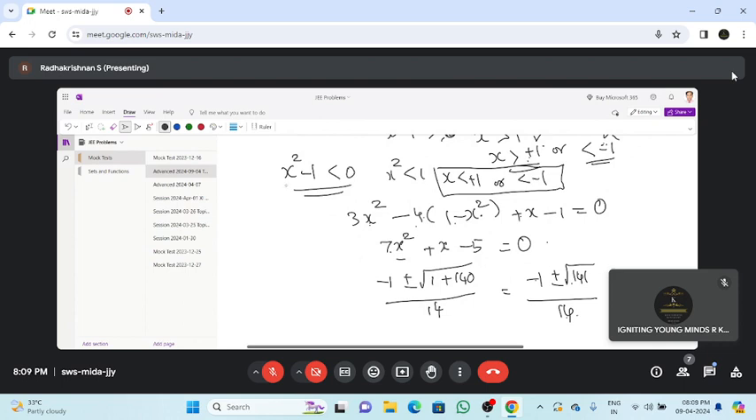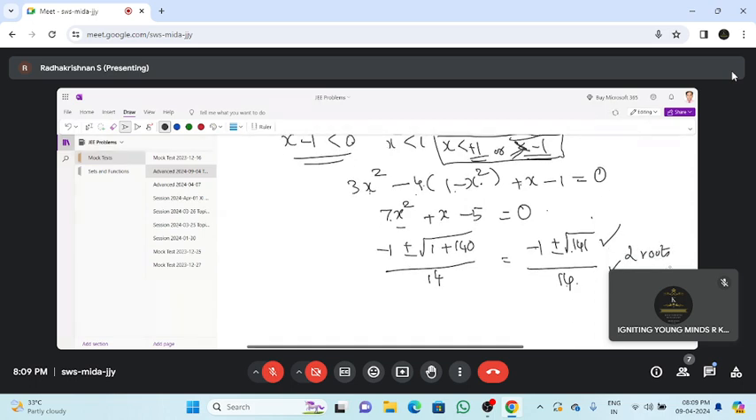So we have taken this condition, right? It should be in the range minus 1 to 1. Only then x square minus 1 will be less than 0. So since both the roots satisfy this condition, we count it as two roots.